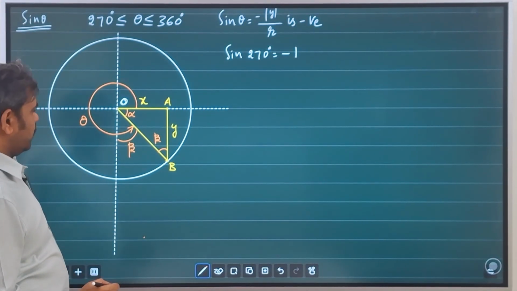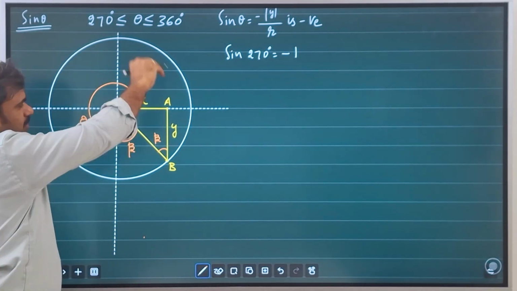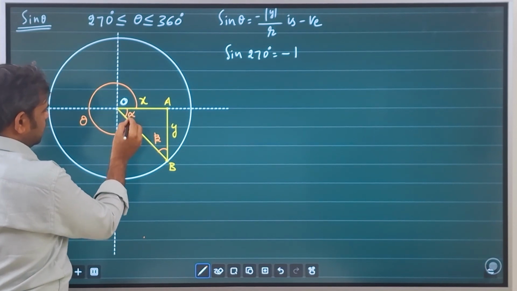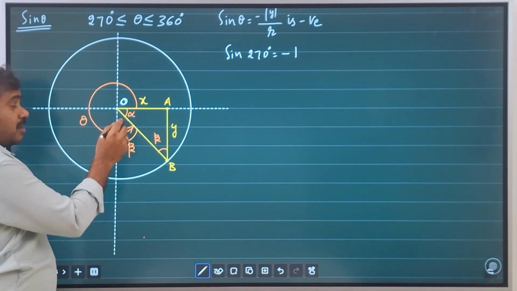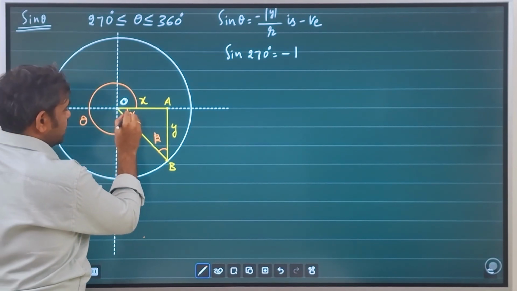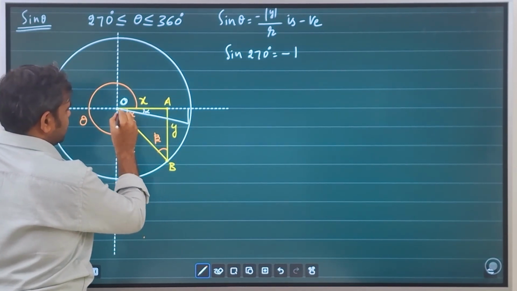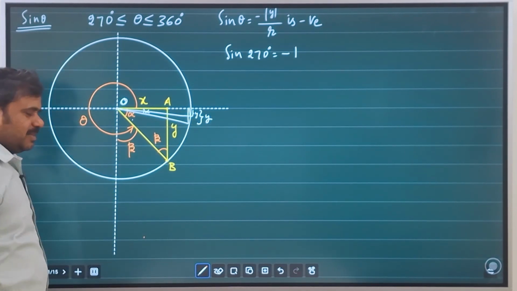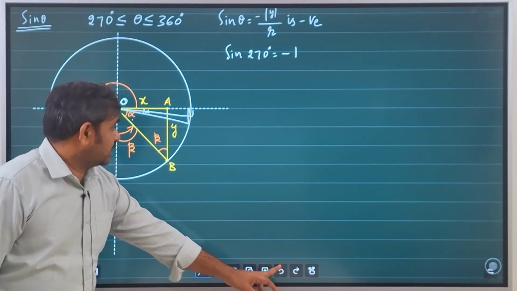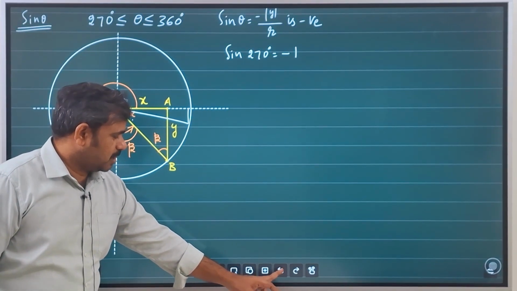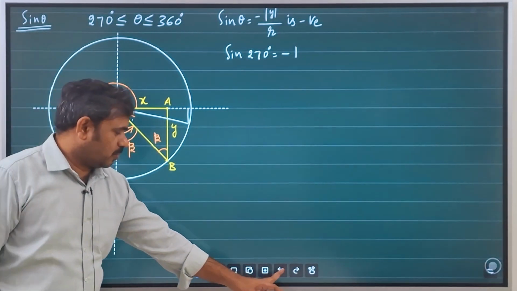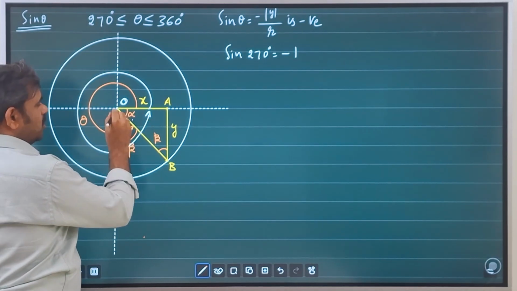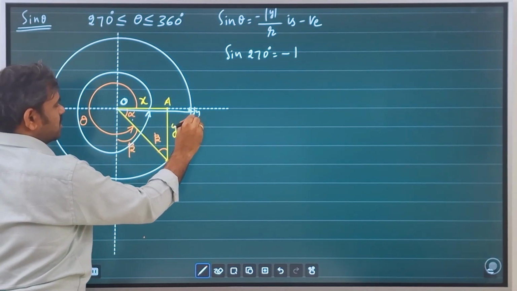Sine 360 degrees, if you find, 360 degrees means full circle. So in a full circle, if you keep increasing angle theta, it means decreasing alpha. Alpha is decreasing. So what is happening to opposite side Y? Y is decreasing. As alpha decreases or as theta increases from 270 degrees to 360 degrees, Y is decreasing. When theta becomes equal to 360 degrees, Y becomes equal to 0. This side becomes equal to 0.